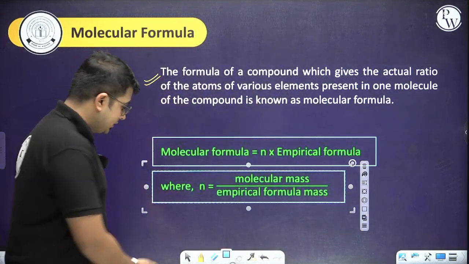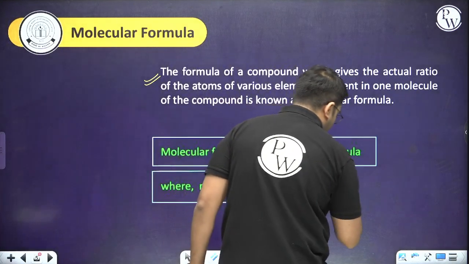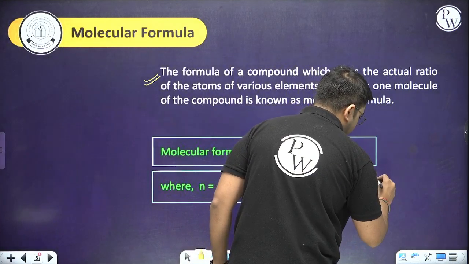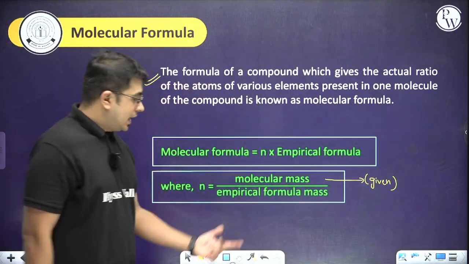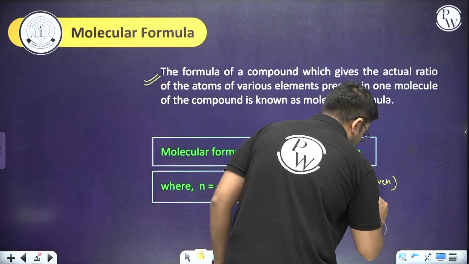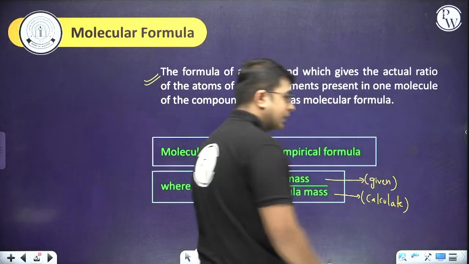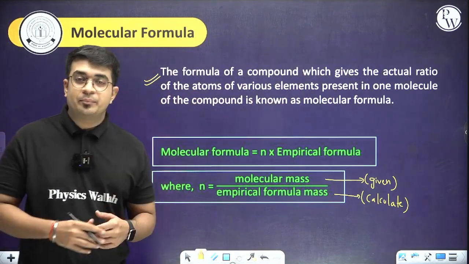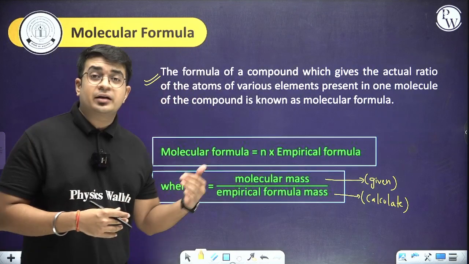Now the question is, sir, how can we calculate this particular part? So always remember, the molecular mass will always be given to you in the question, and the part you have to calculate is the empirical formula mass, because you know how to deal with the empirical formula, how to predict the empirical formula, and from the empirical formula it's very easy to calculate the empirical formula mass.